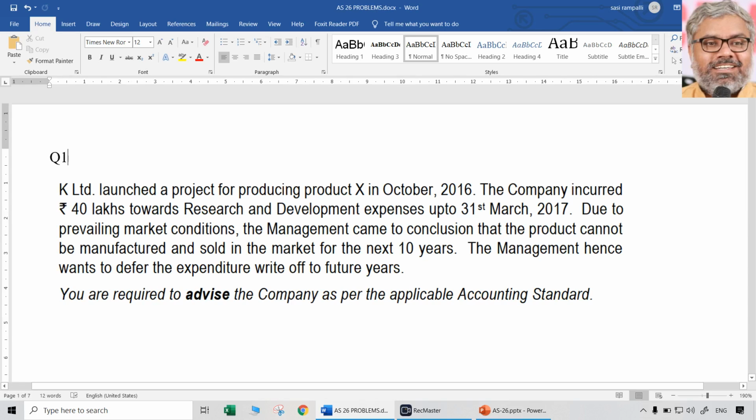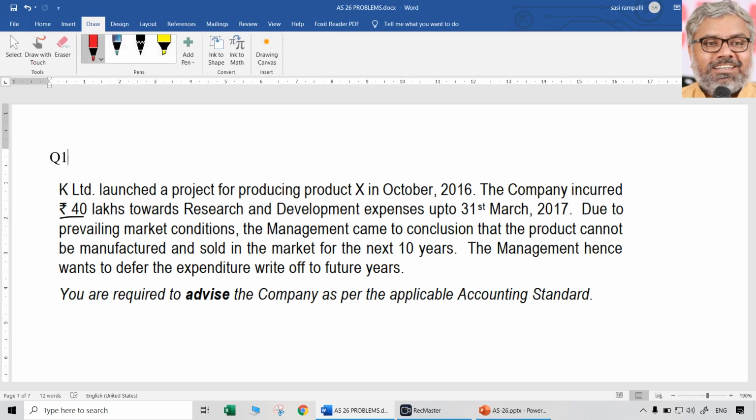K Limited launched a project for producing product X in October 2016. The company incurred 40 lakhs rupees towards research and development expenses, up to 31st March 2017. And due to the prevailing market conditions, the management came to the conclusion that the product cannot be manufactured and sold in the market for the next 10 years.